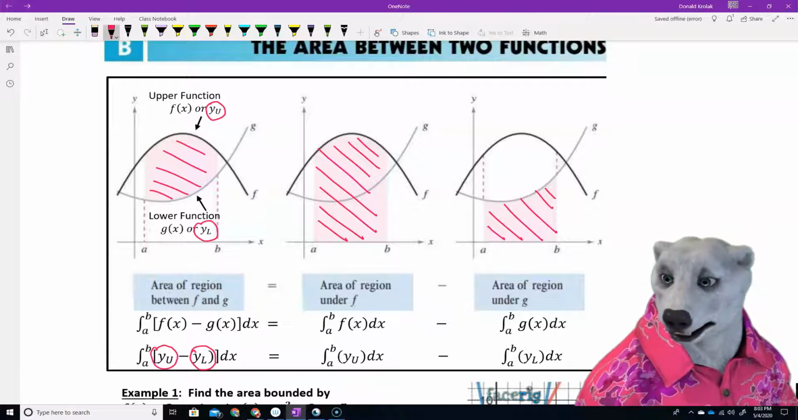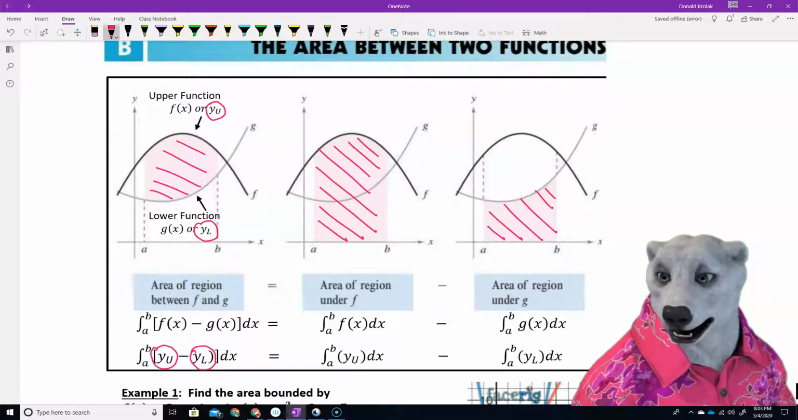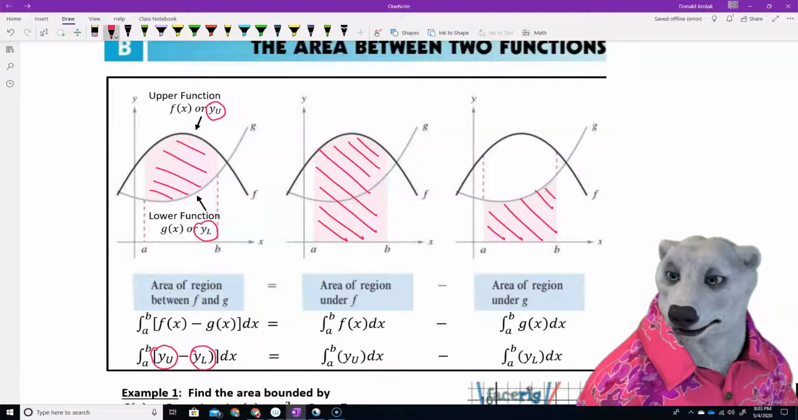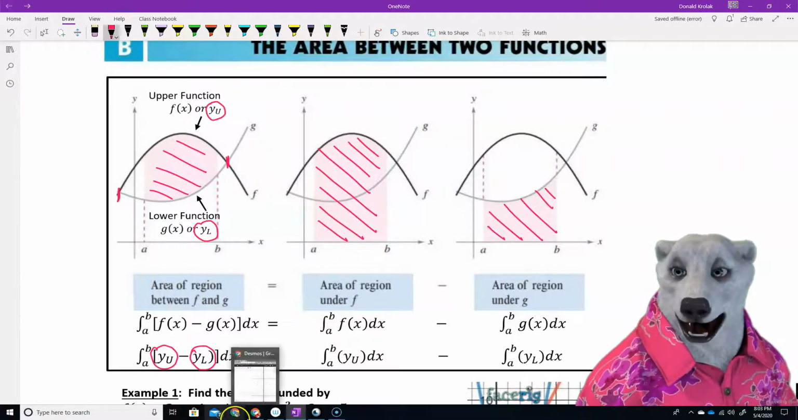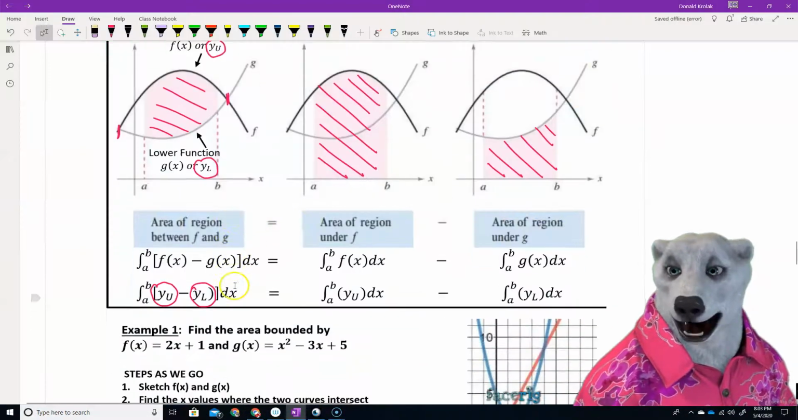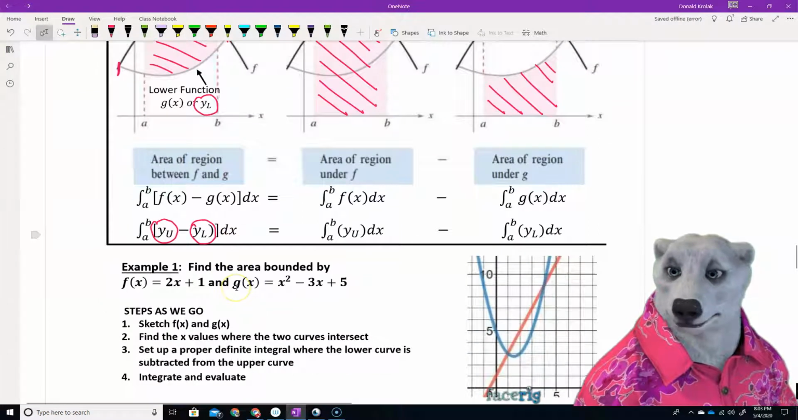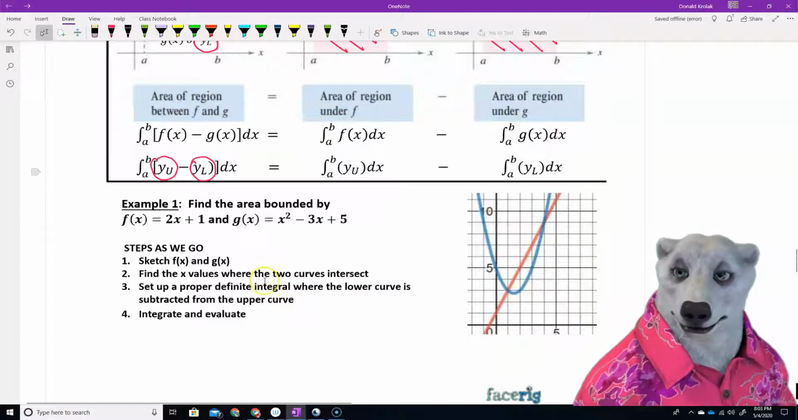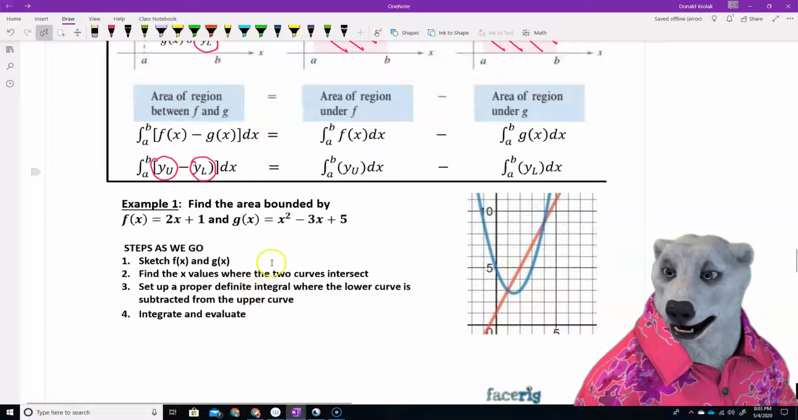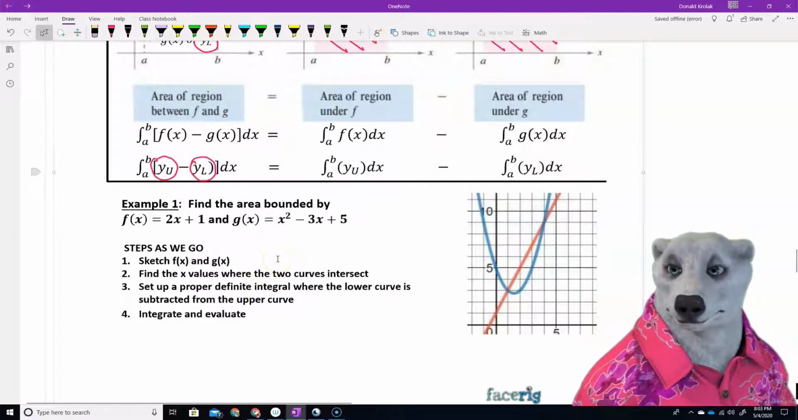Now your a and your b values are, most of the time, going to be where the two graphs intersect. Let's take a look at an example here. It helps if you have Desmos open so that you can graph them and see where they touch, where they intersect.